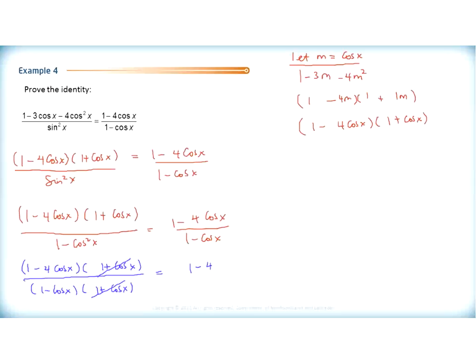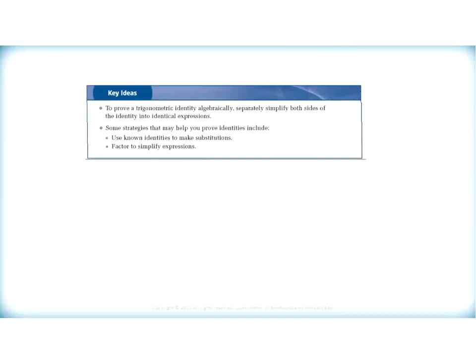The 1 plus cosine x's will cancel here. And you can see what you're left with. You're left with 1 minus 4 cosine x over 1 minus cosine x, which is exactly equal to the right side right there. So I've now done this one as well by factoring. All kinds of different examples you could encounter here. I've just thrown in a few here as examples that you may encounter, something along those lines.